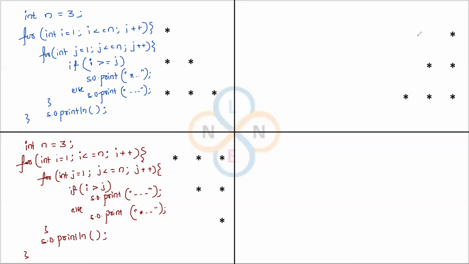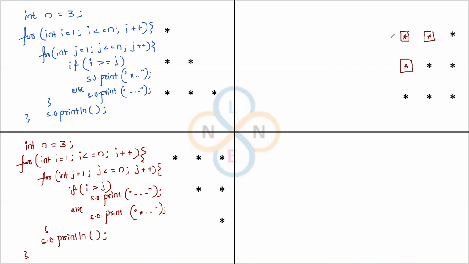Again, in the first position we don't want a star, nor in the second position, and also the third position. So first, these three are not required. Then where is a star required, and where is a space required? Let's try to understand that.